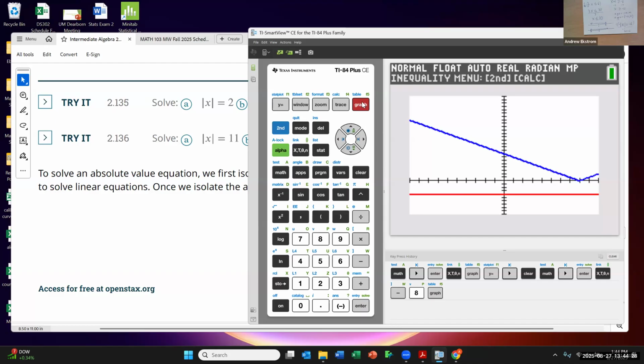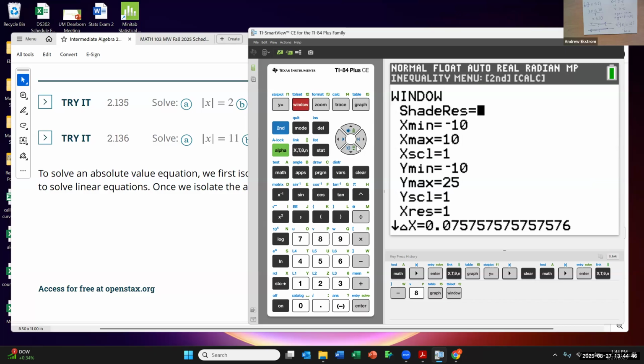And looking at that, does it look like the blue line and the red line touch anywhere? But is it kind of hard to tell what's going on over in this area out here? So again, if we want to change the view that we've got here, we can go to window, -10 to 10.